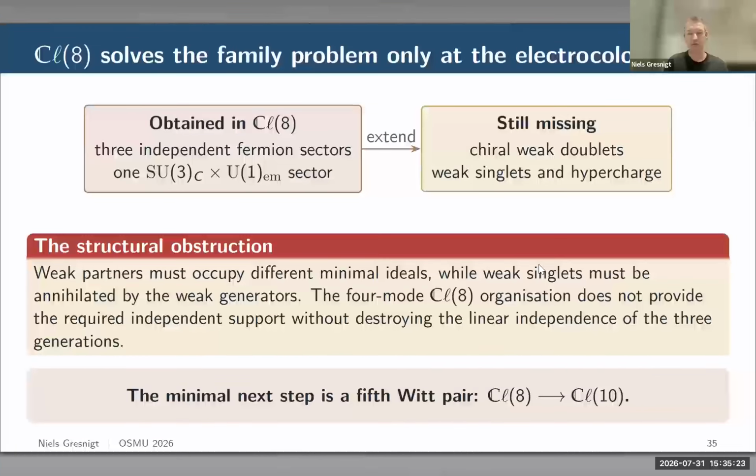Everything works so far. But what is still missing is the SU2 symmetry and the hypercharge. Now, there's not enough room within CL8 to include them. So for that reason, I decided that I should enlarge the algebra to CL10. That then gives us an additional Witt pair, which is enough to include the weak sector. When I try to include it in CL8, the issue is that you can no longer get linear independence of all three generations.